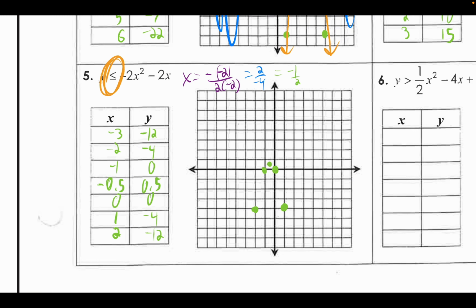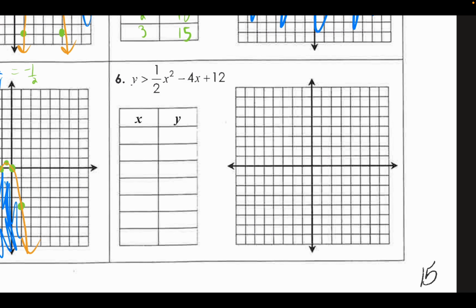This is a solid line since it is or equal to. And we're going to be shading lower or less than, so below here. And below this graph is underneath any parts of this graph. So inside in this case.